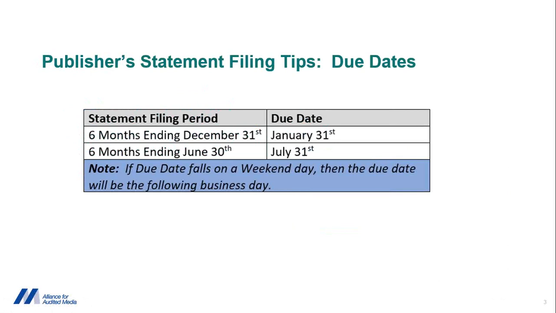As most of you are aware, our statement deadline for the December publisher statement is due January 31st. When we do our June publisher statement, that will be due July 31st. So you can keep that in your calendar to plan ahead. For our December one, that will be coming up a couple weeks from now, January 31st, is the deadline for our magazine statement filing. Do note, if January 31st or July 31st happens to fall on the weekend, the due date will be the following business day.